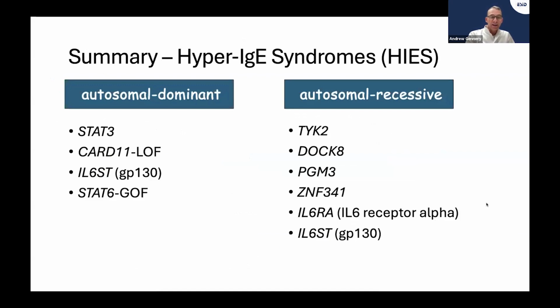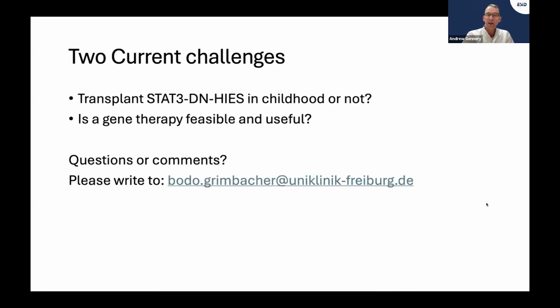dominant negative mutations in STAT3 being the most frequent ones. However, there's also CARD11 loss of function, which is monoallelic. Then there's this IL-6ST, GP130, which can be autosomal dominant, but also autosomal recessive. And there's STAT6 gain-of-function mutations. On the other hand, there's the autosomal recessive phenotype being caused by TYK2 mutations, STOK8 mutations, PGM3 mutations, zinc finger 341 mutations, the IL-6 receptor alpha chain, and biallelic mutations in GP130.